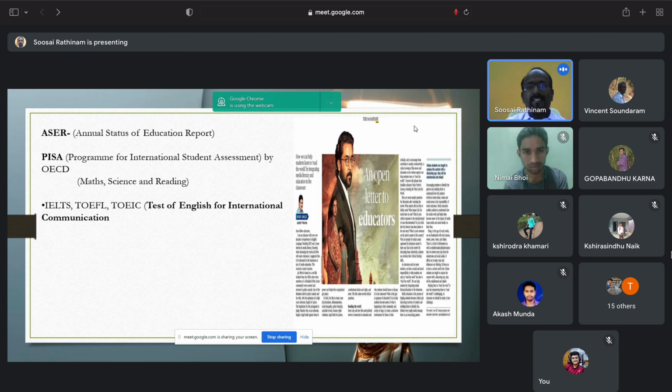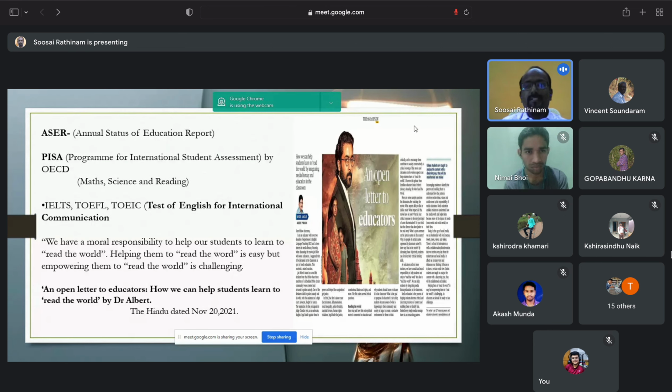And recently, I believe everyone must have read this article by Dr. Albert, an open letter to educators, how we can help students learn to read the world, which was published in the Hindu dated November 2021.